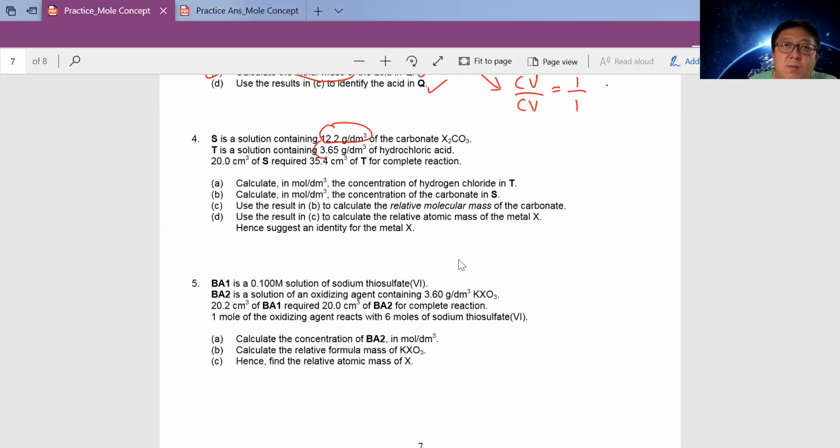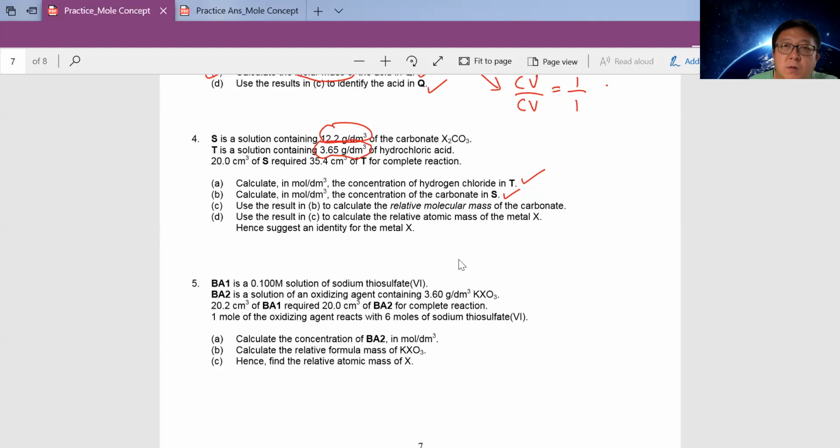3.65 grams of hydrochloric acid. They ask you to calculate the concentration of hydrogen chloride, and then what is the concentration of carbonate in your solution S? Okay, this is S, right? Go to the carbonate. You observe very carefully.